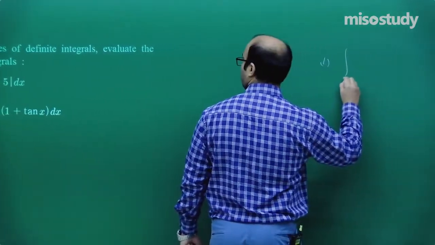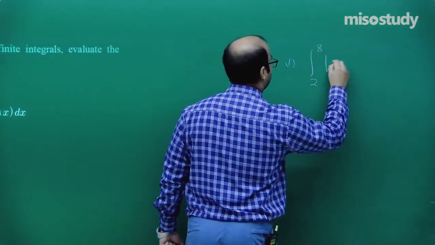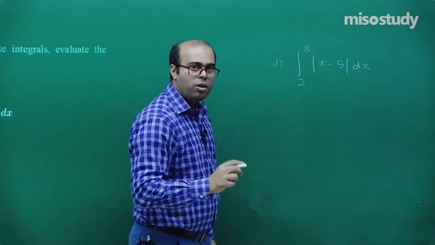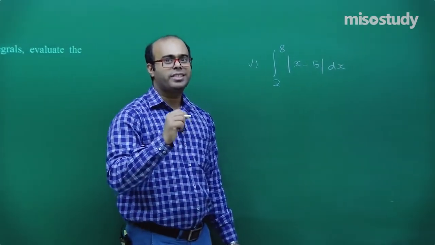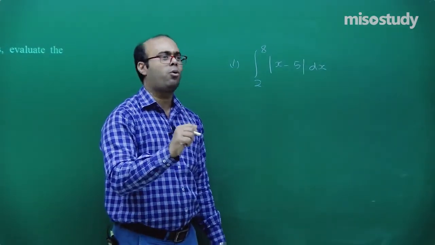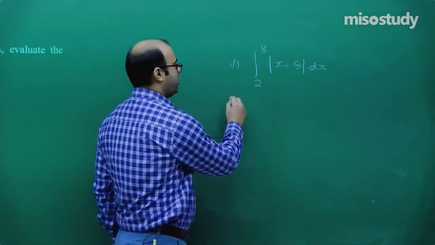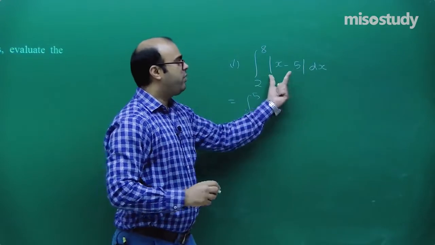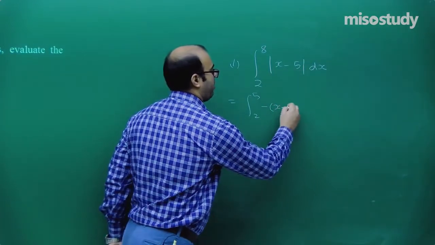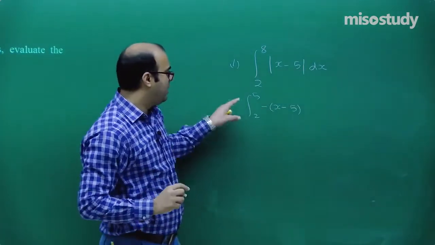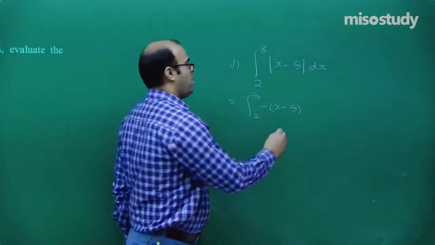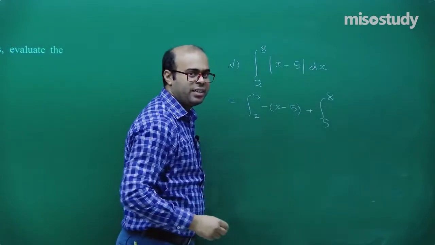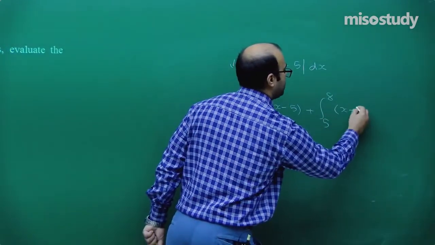2 to 8 |x - 5| dx. What we need to do here, since the modulus function will change its definition at the critical point, which is 5 here, is split it into 2 parts: 2 to 5, where the modulus will become -(x - 5), because x is less than 5 in this interval, plus 5 to 8, where x is greater than 5. So it will simply be (x - 5) dx.